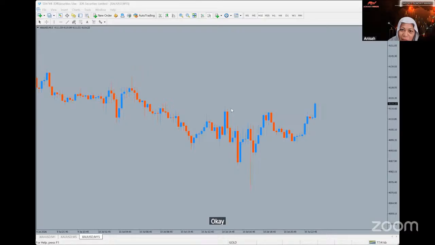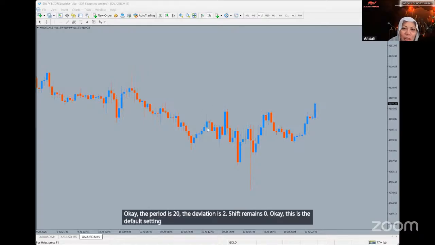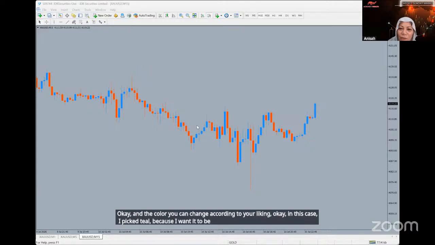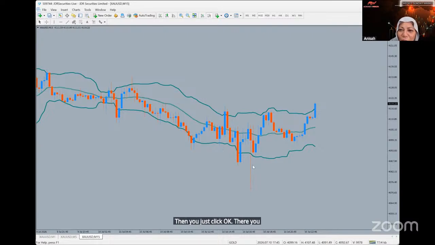The period is 20, the deviation is 2, shift remains 0. This is the default setting. You do not change anything. I do not change anything. The color you can change according to your liking. In this case, I picked teal because I want it to be really visible. Then you just click OK. There you go. That's your BB. Okay, Ray, I hope that helps.